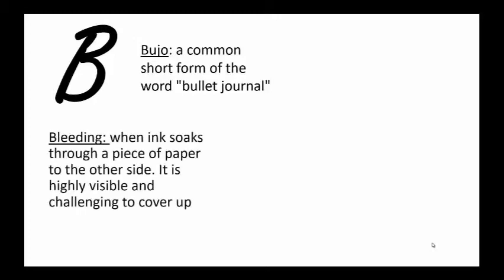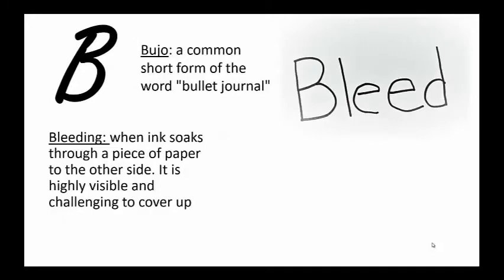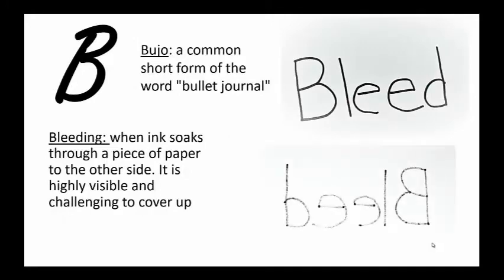Next up, we have bleeding. Bleeding is when ink soaks through a piece of paper to the other side, but it's really visible and it's hard to clean and cover it. Think of when you put Sharpie on a piece of paper. Here's what it looks like. Here's the word on one side, and here's what it looks like on the other. There's no easy way to cover that up.